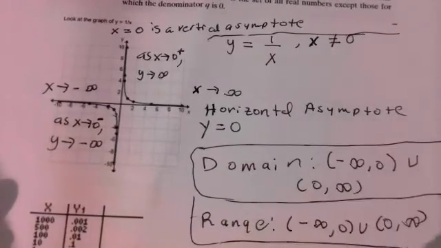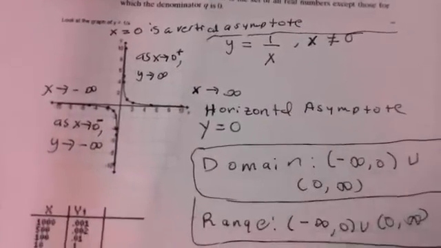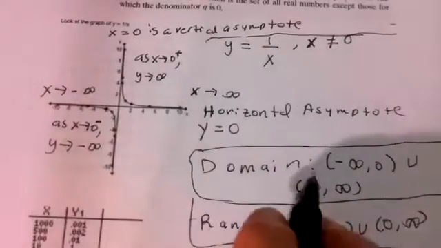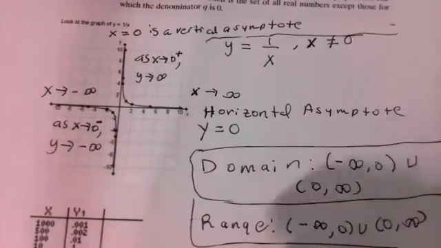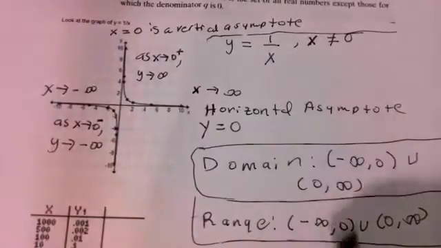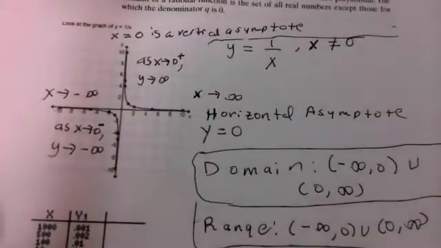They're not always the same. But if you notice, for the domain, it's every value except for the vertical asymptote. And for the range, it's every value except the horizontal asymptote.